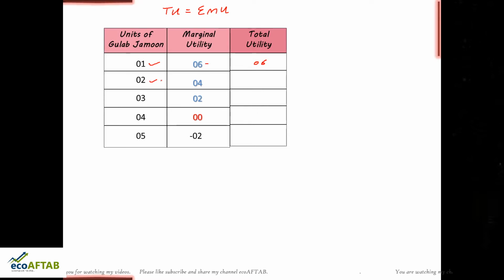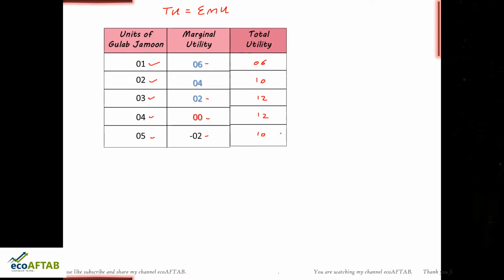From the second unit of gulab jamun we are getting 4, but from 2 units, see the difference, from first unit it is 6, from second unit it is 4, from 2 units it is 6 plus 4, that is 10. Similarly from third unit it is 2, from 3 units it is 6 plus 4 plus 2, and that is 12. And from fourth unit he is not getting any satisfaction, so his total utility stays constant. And from fifth unit, as his utility has become negative, the total utility declines.